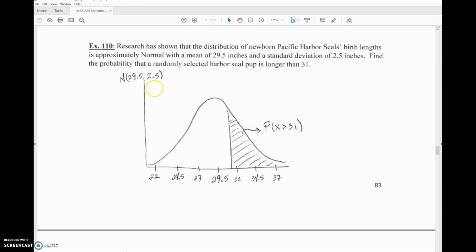As another example, let's say that research has shown that the distribution of newborn Pacific Harbor seals' birth lengths is approximately normal, with a mean of 29.5 inches and a standard deviation of 2.5 inches.